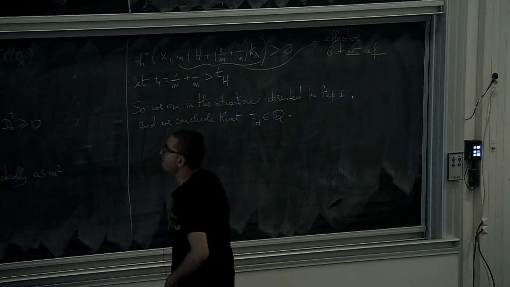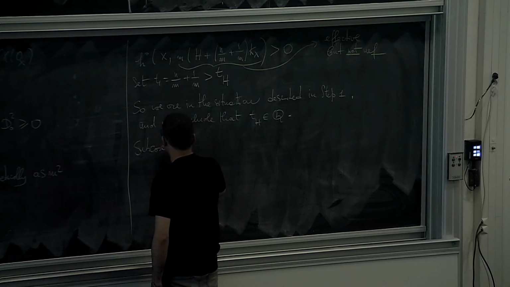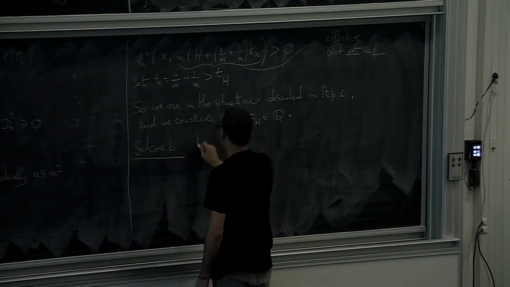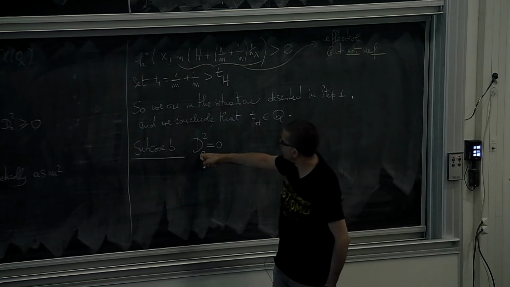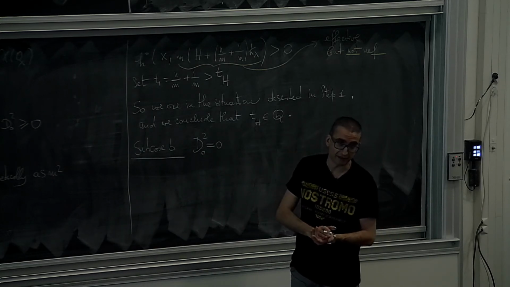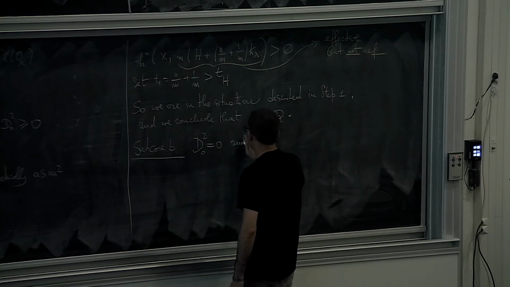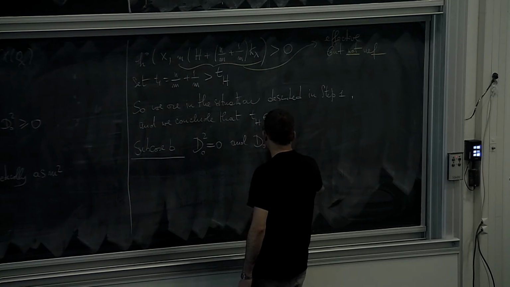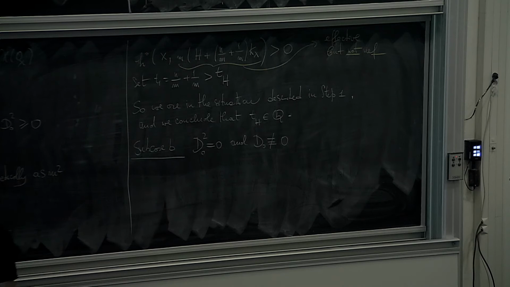So, subcase B, d0 squared is 0. And there are two possibilities. Either it is not numerically trivial or it is numerically trivial. Assume first that this is not numerically trivial. What can we say in this case?